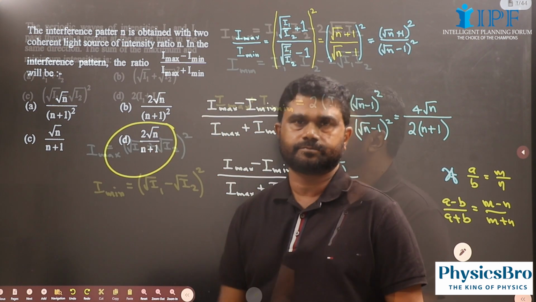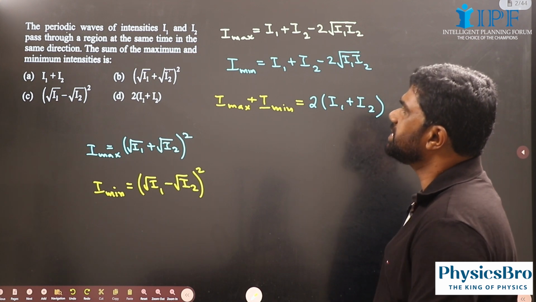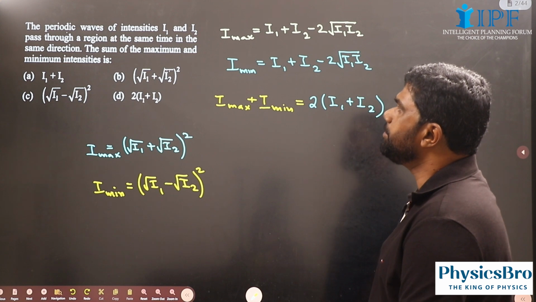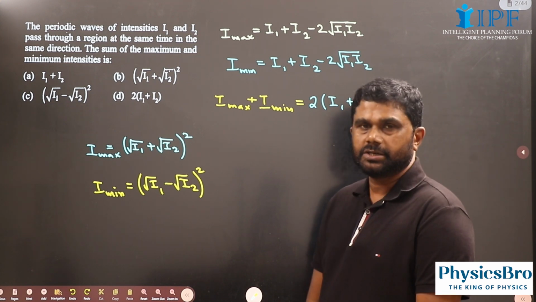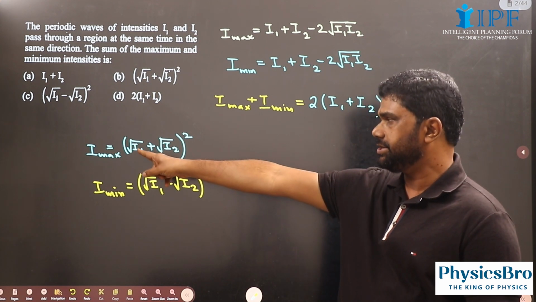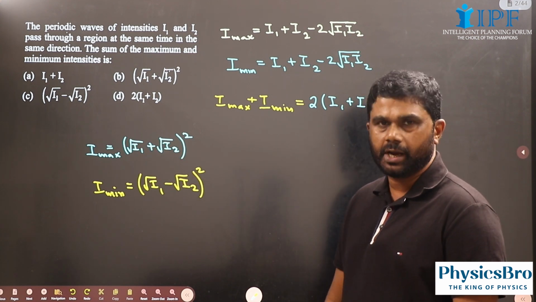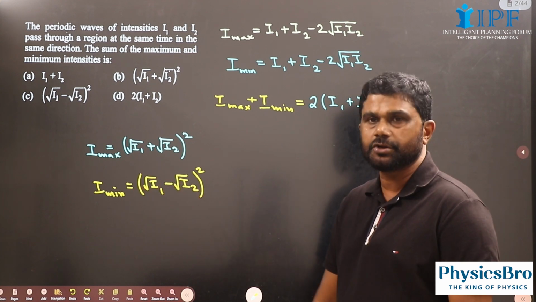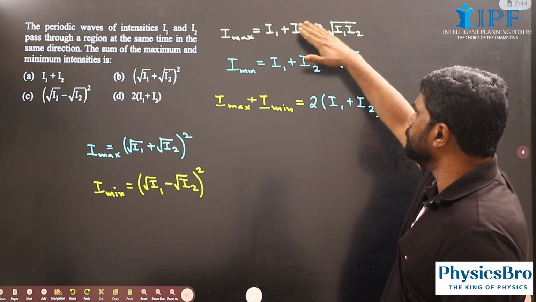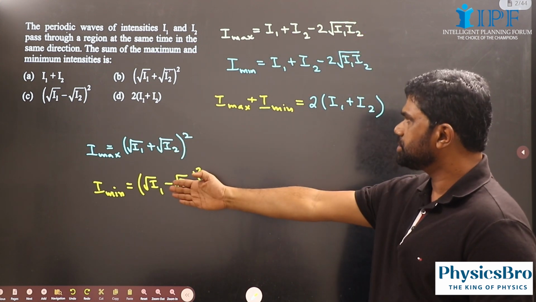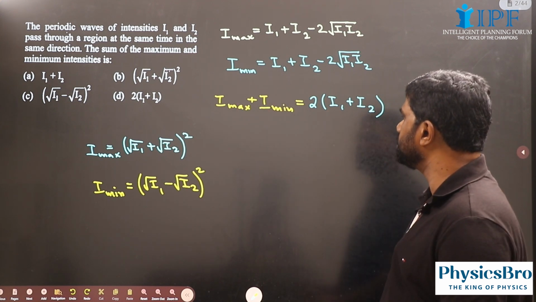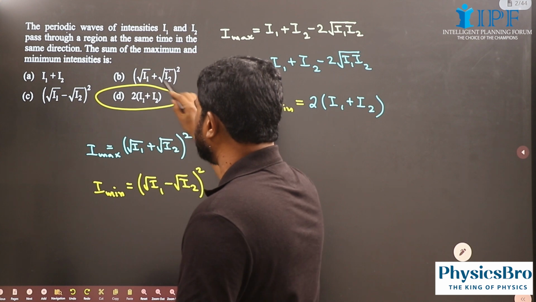The periodic waves of intensities I1 and I2 pass through a region at the same time in the same direction. The sum of the maximum and minimum intensities. If I1 and I2 are the intensities of the two sources, then I max is (root I1 plus root I2) whole square, and I minimum is (root I1 minus root I2) whole square. When we expand these, we get I1 plus I2 plus 2 root I1 I2, and I1 plus I2 minus 2 root I1 I2. So I max plus I minimum will be 2 times (I1 plus I2). So this is the correct option.